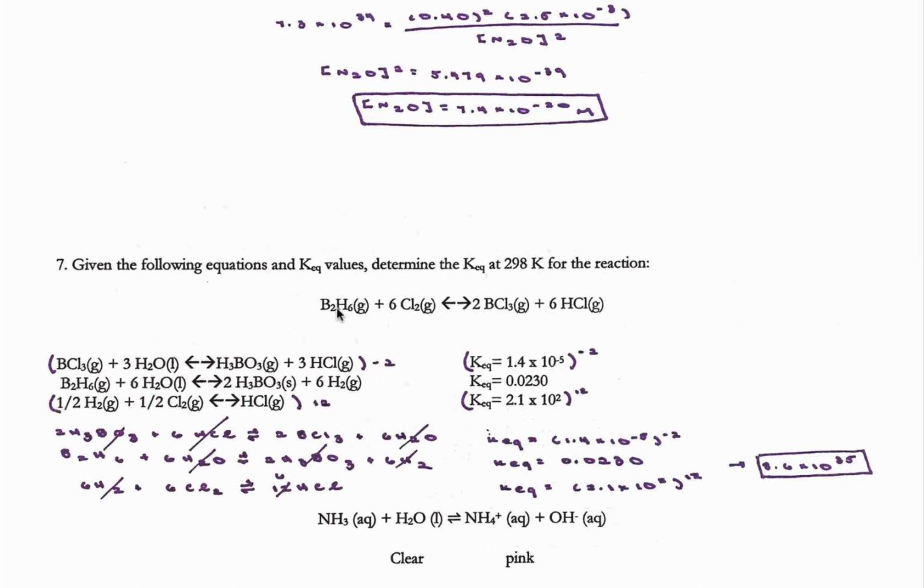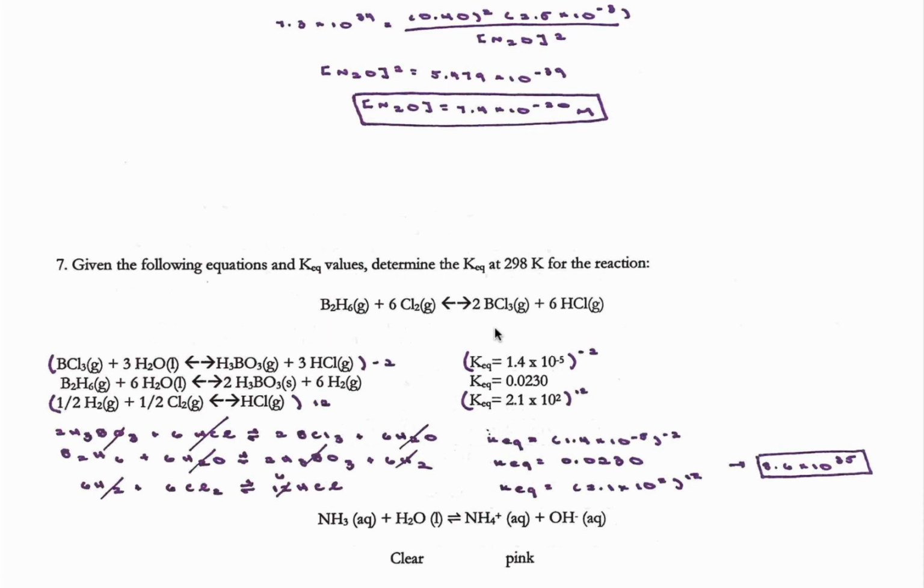Okay. For 7 here, I've got to manipulate these 3 reactions in order to get this overall reaction right here. So I look for major players. So B2H6 I see is right here, so I'm going to leave that there. All right. Another major player, I need 6 Cl2s. So notice the only place I have Cl2 is from this guy right here. And so I need to multiply this one by 12.